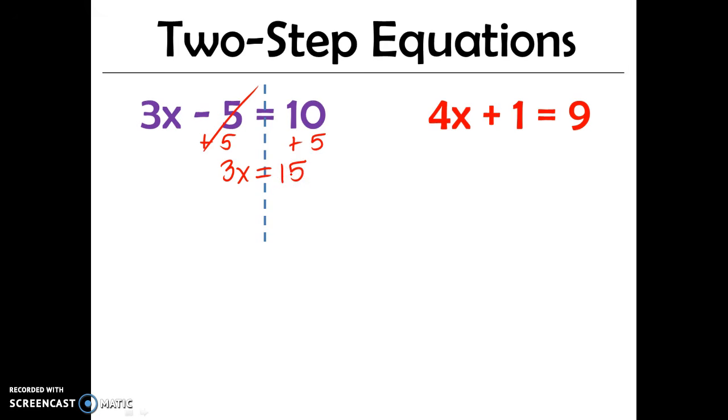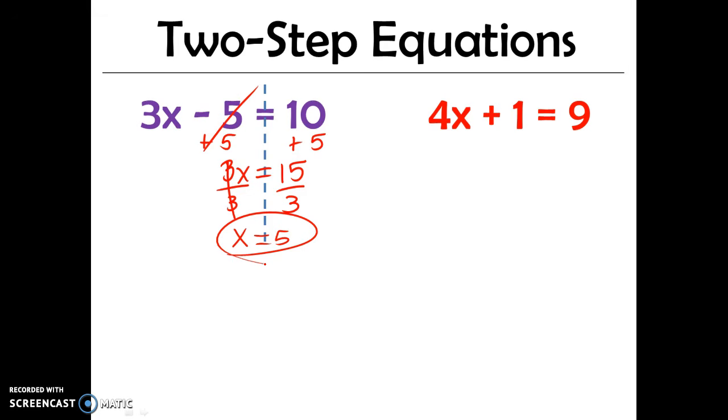Now this turns into a one-step equation. 3 is being multiplied to the x, so to get rid of it, we're going to divide by 3, because that is the opposite operation. 3 over 3 is just 1, so x equals 5.